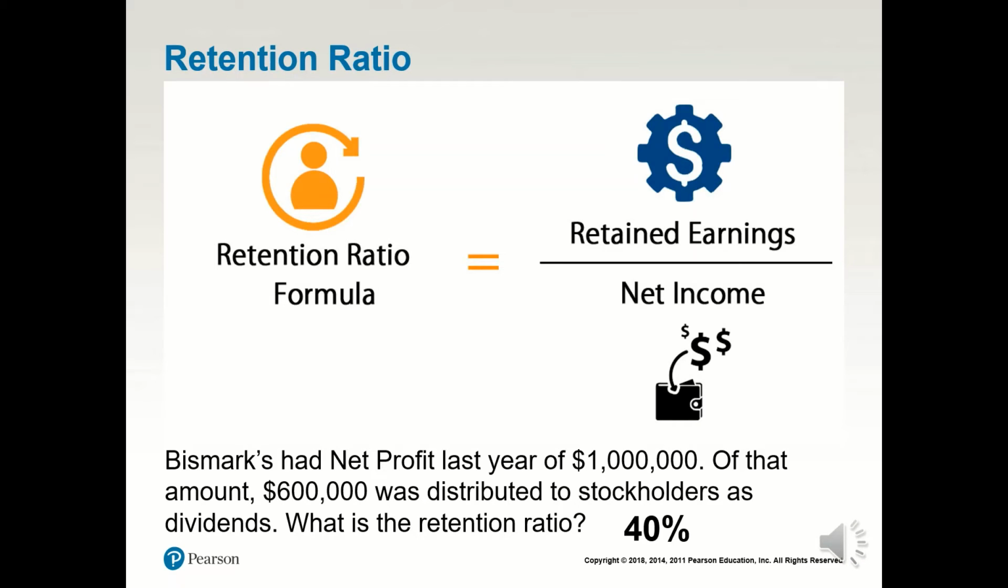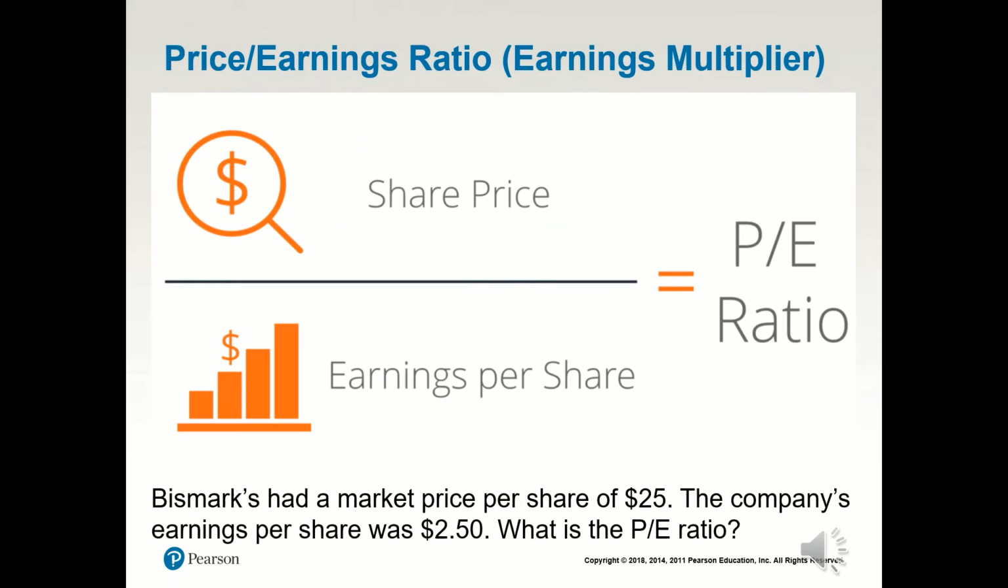$400,000 is our retained earnings, and $400,000 is 40% of $1 million. So our retention ratio is 40%. This says that of every dollar of net income that we have, 40 cents of it is retained in the business. Now let's talk about the PE ratio, or the price earnings ratio.